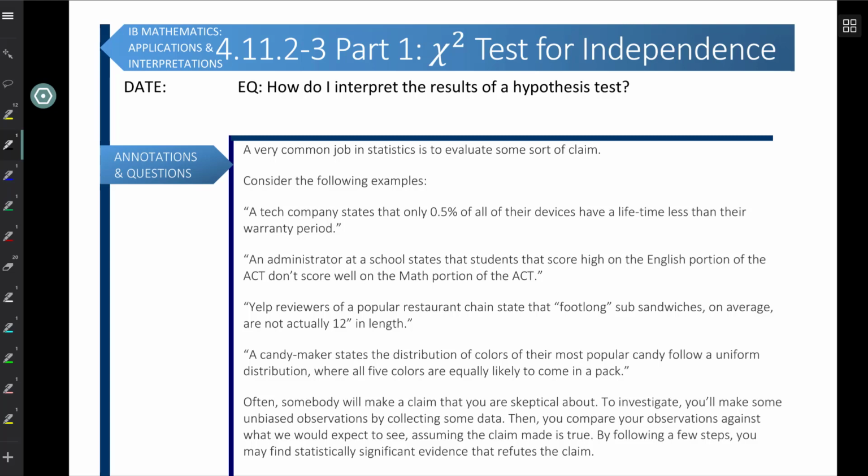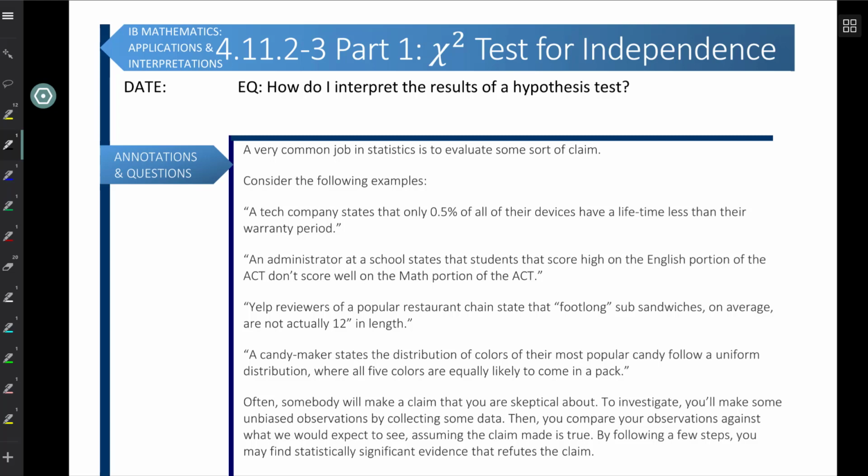When we get to the end, how do I interpret the results of a hypothesis test? Well, let's take a look at some reading from this first page and have you guys jot down a few notes. A very common job in statistics is to evaluate some sort of claim. What kind of claims are these? Let's look at a few examples.